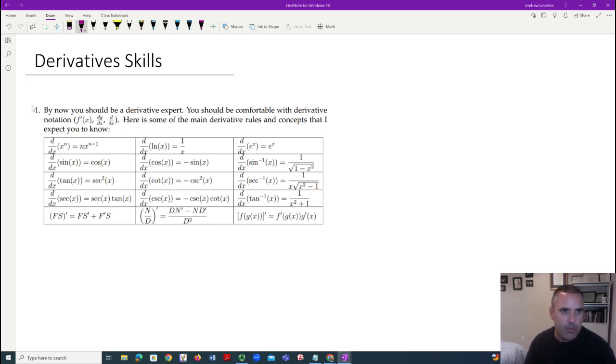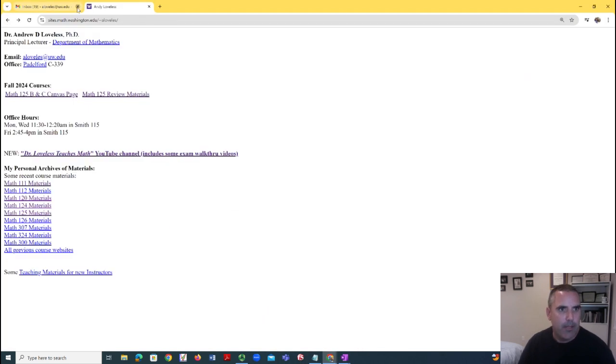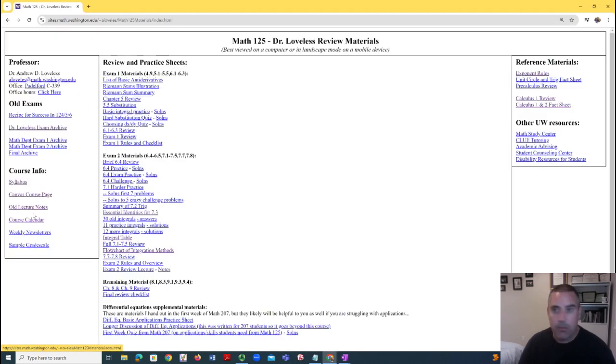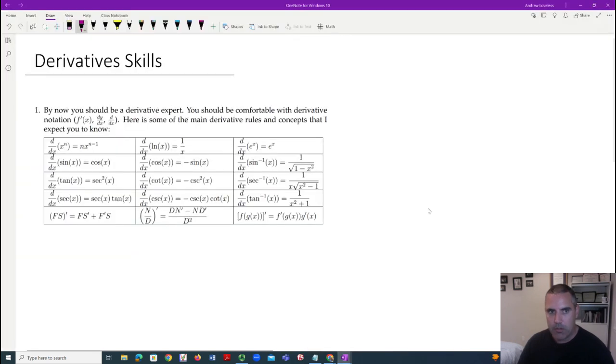These things I'm showing you here are from some of my review materials. If you do a Google search for Andy Lovelace, of all the Andy Lovelaces in the world, I have the biggest website, but probably your best bet is to click on Math 125 materials. There are two things on the right: the Calc 1 review, which has the basic reminders about those skills, and the exponent rules. Those two things are really your key to knowing your derivatives. But let me say a few general things and then do some problems.